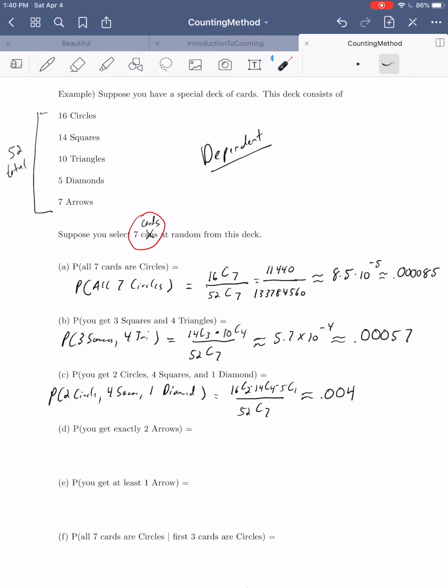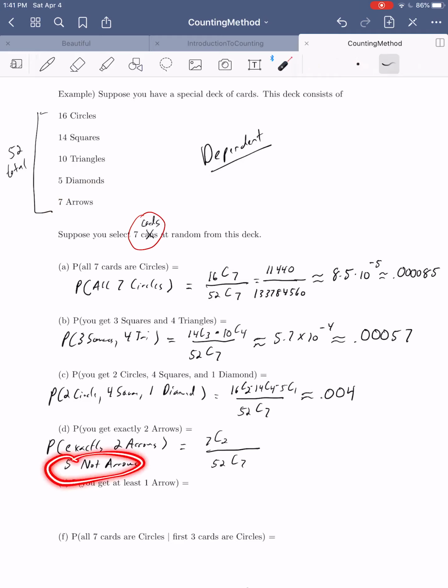All right. Probability that you get exactly 2 arrows. Same idea. Exactly 2 arrows. Keep in mind, whenever we're doing this, exactly 2 arrows, it's probably good to remember you also need 5 not arrows because you're still picking out 7 cards. So this is going to be 52C7 in the denominator. To choose out those 2 arrows, you need to choose them from those 7. So that's going to be 7C2.